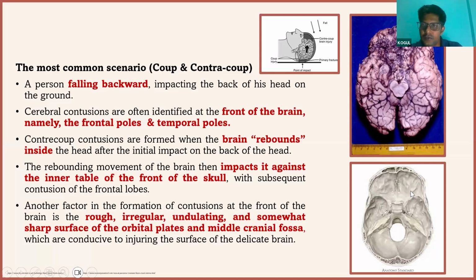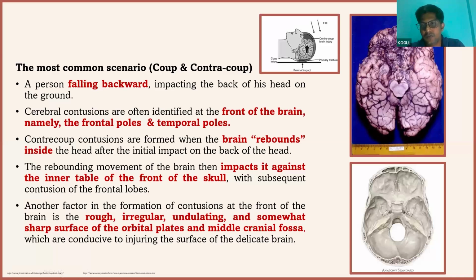The common phenomenon is that in a backward fall you will get injury in the inner aspect of the frontal lobes and the tip of the temporal lobes. That is the area more vulnerable to contrecoup injury. Usually it is caused by negative pressure. You also know that, compared to coup injury, contrecoup injury is severe.